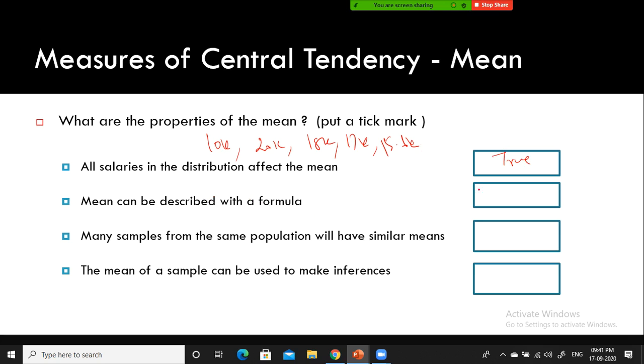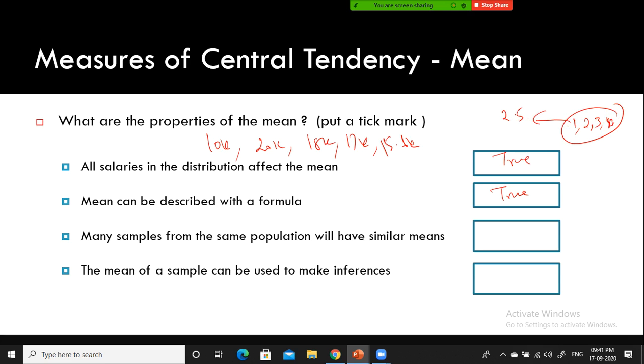Mean can be described with a formula. Yes, true. We can use a formula, isn't it? Many samples from the same population will have similar means. Can someone tell me, is this true or false? Just think and tell me. What is population? For example, I'll take simple values 1, 2, 3, 4. These are there in my population. My population mean is 2.5.